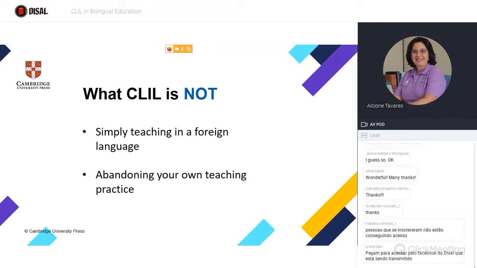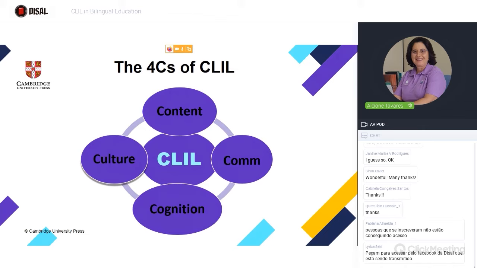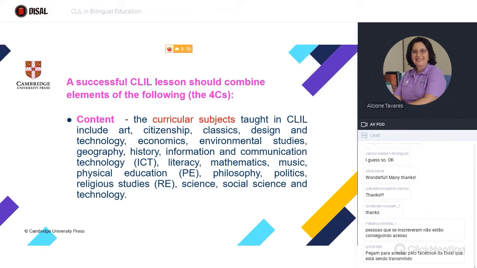Let's look at the four C's of CLIL that involve content, communication, cognition, and culture. By content, we talk about the curricular subjects taught in CLIL, which include art, citizenship, classics, design and technology, economics, environmental studies, geography, history, information and communication technology, ICT, literacy, maths, music, physical education, philosophy, politics, religious studies, science, social science, and technology.